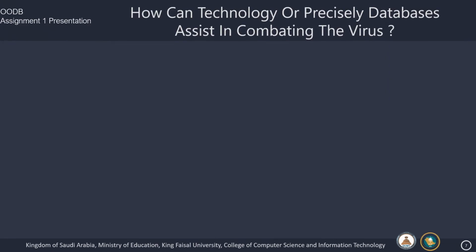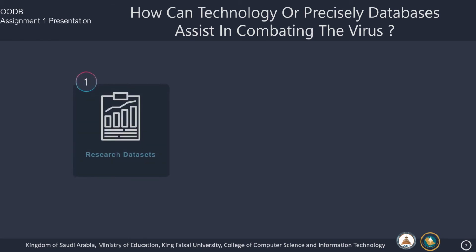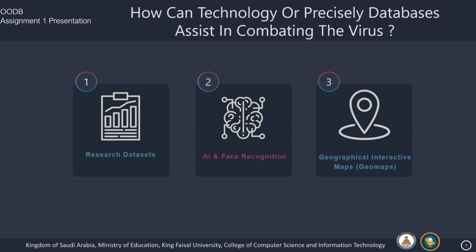In my case, I'm going to discuss three major technologies that will help us, and how we can use databases in combating the coronavirus. First of all, research datasets; second, AI and face recognition; and lastly, geographical interactive maps, or geomaps. So these are the three main types of technologies that we're going to discuss, and how we can use them with NoSQL databases in combating the virus.